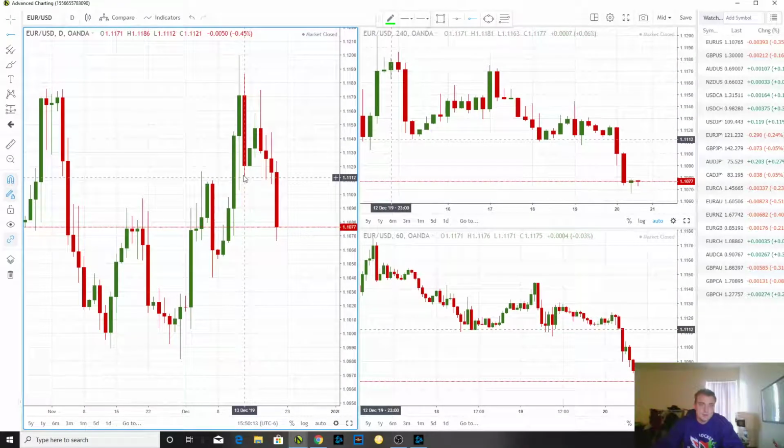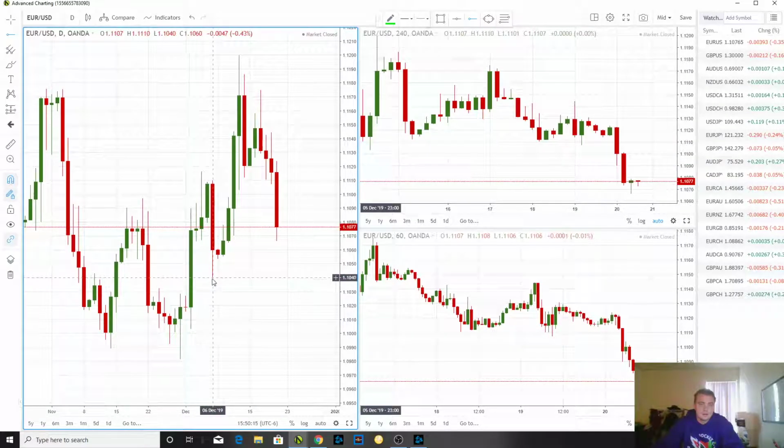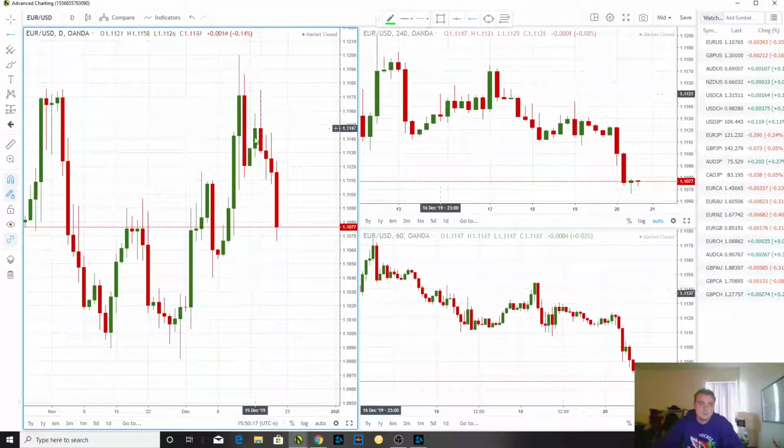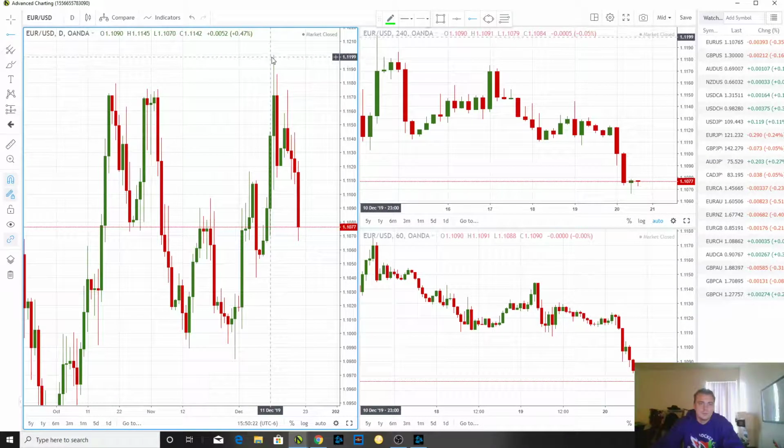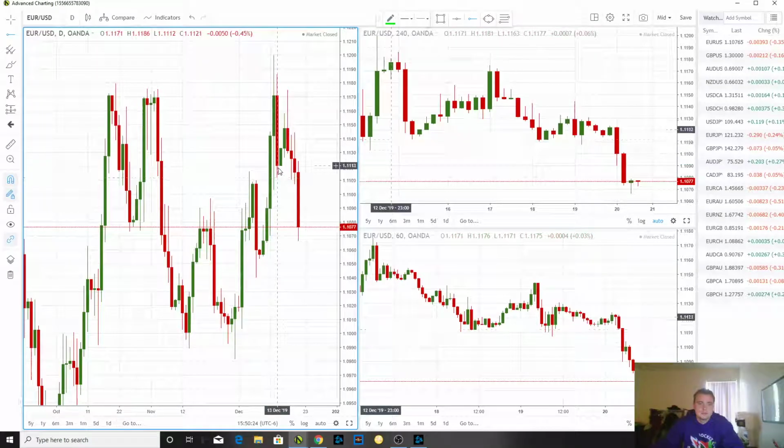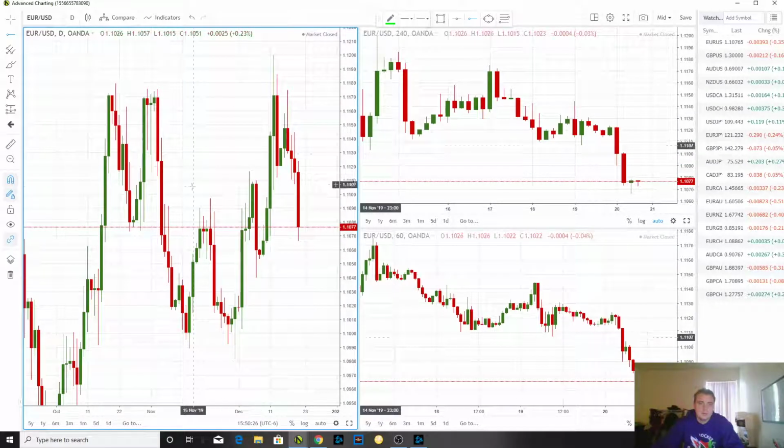So I just look for areas like this that have been broken. This doesn't really count because this didn't close below the previous candle. So this is all part of an up move right there.